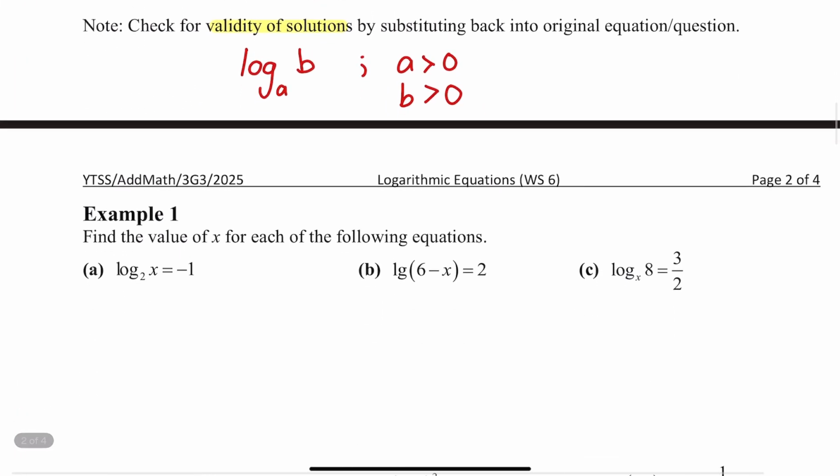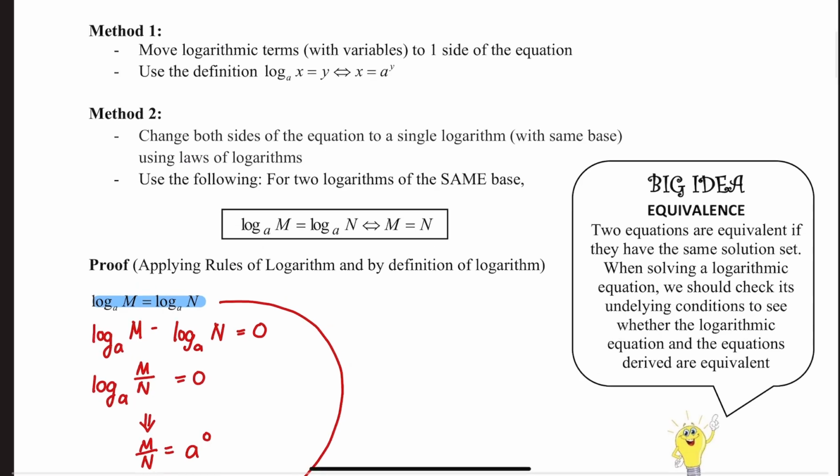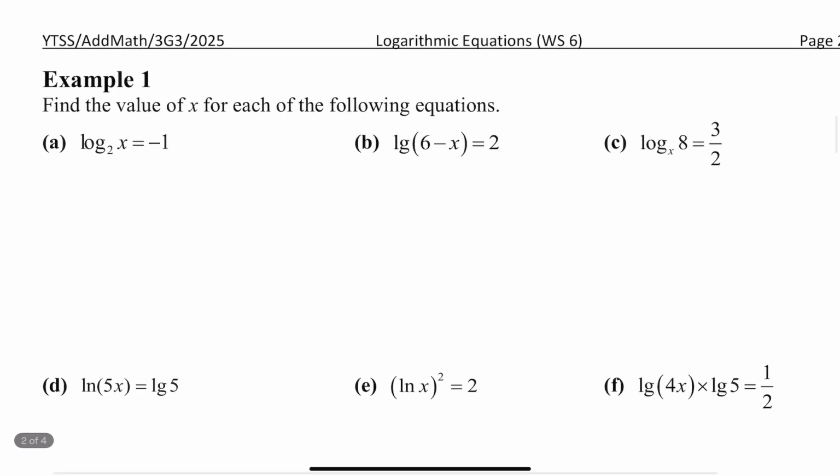Example 1, find the value of x for each of the following equations. Very simply, you can use method 1, which is conversion from logarithmic form to exponential form. So over here, I have only one log term on the left side. I want to convert this to exponential form. I will get x is simply equal to base 2 power negative 1. Therefore, x is equal to half. This is for part A.